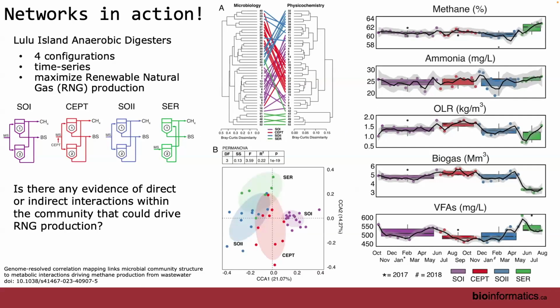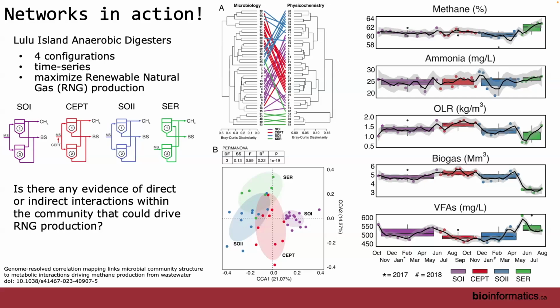Okay, so networks in action. The colors that you see in all of these figures are just essentially different treatments of an anaerobic digestion system. What we did is we got a time series data set from a wastewater treatment plant. They had many hundreds of samples, and they had 4 different treatments for their anaerobic system, and they were looking to maximize methane.